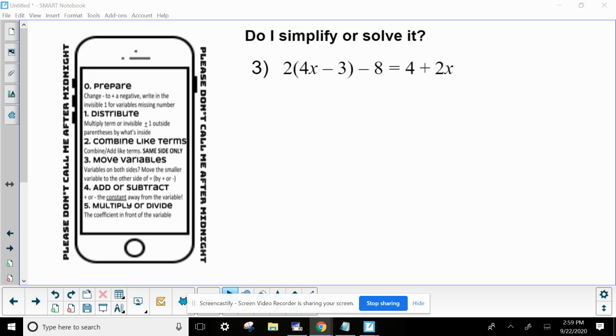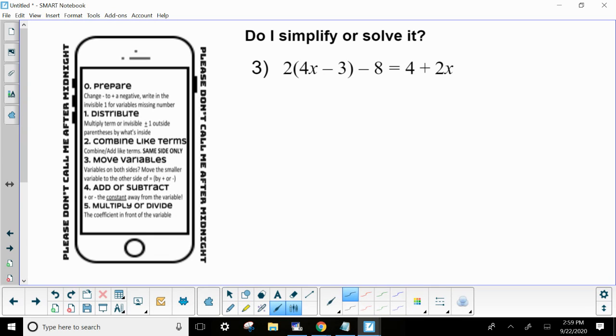The following is problem 3 from our mixed practice simplifying and solving assignment for Algebra 1. So we are going to take a look at this and figure out whether we need to simplify or solve it. Something that is going to be the giveaway for this is that we see there is an equal sign. If there is an equal sign, that means we will be solving this problem.